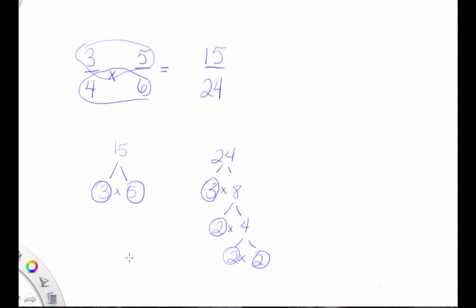So then we make our t-chart. And 15 has 3 times 5. And 24 has 2 times 2 times 2 times 3. And since 3 is the only thing that they share, 3 is the GCF.